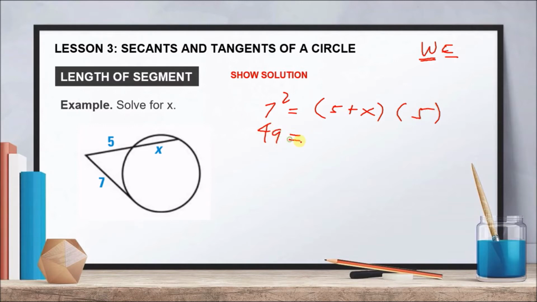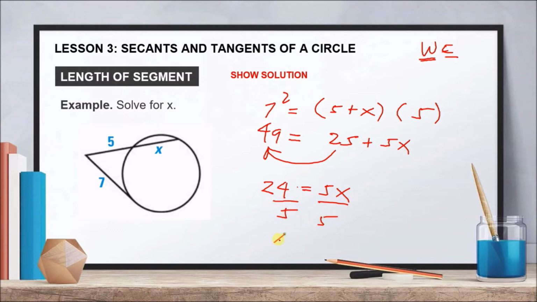49 will be brought down. 5 plus x times 5, you will have 25 plus 5x. You can transpose this to the other side. You can subtract the 25 from 49. You will arrive at 24. Okay? Yes, it's 24. And you will have 5x at the right side. And for that, dividing both sides by 5, you will have that x is equal to 24 over 5. And that's the final answer for the value of our x.